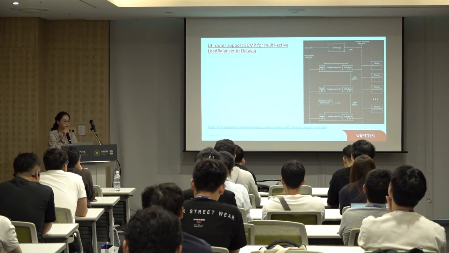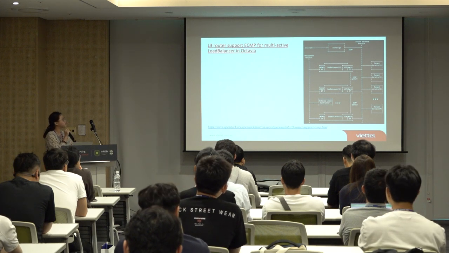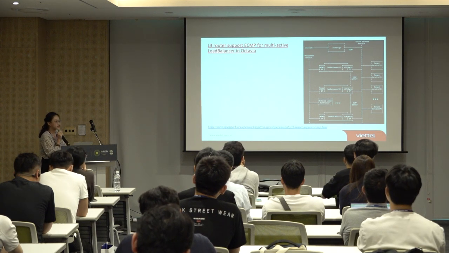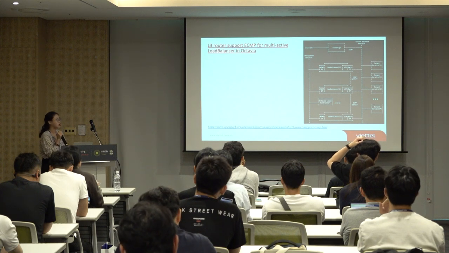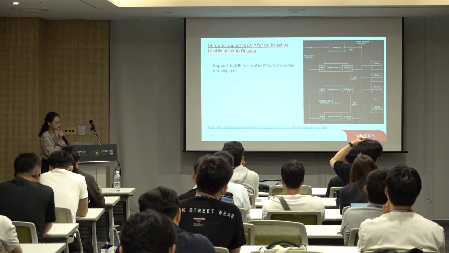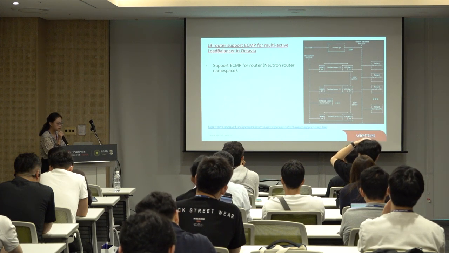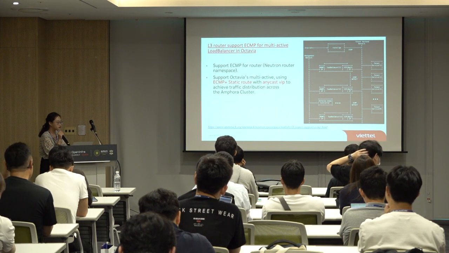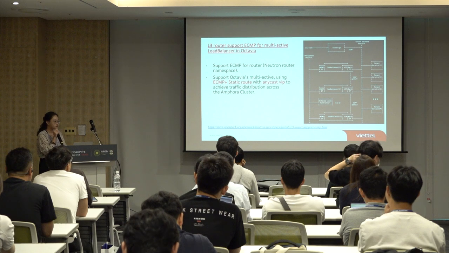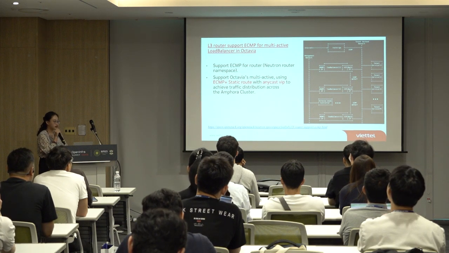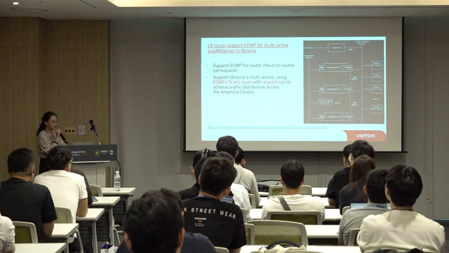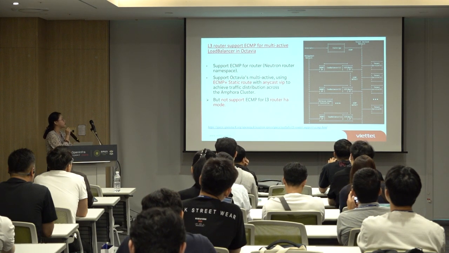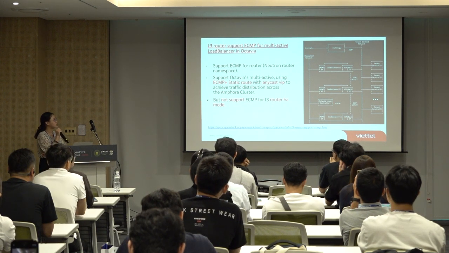So next, with the blueprint, the three router support is handy for multi-active programs in Octavia. With the blueprint, it is more flexible and more accessible than dynamic routing alone. It supports ECMP for neutron router distributed, supporting Octavia active-active. It's using ECMP as a typical load balancing algorithm to achieve traffic distribution across the cluster. But it does not support ECMP for the router in high availability mode.